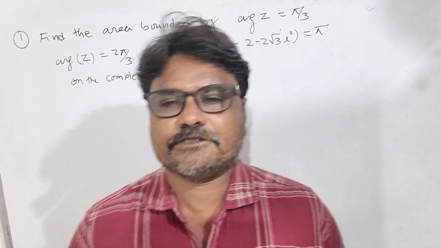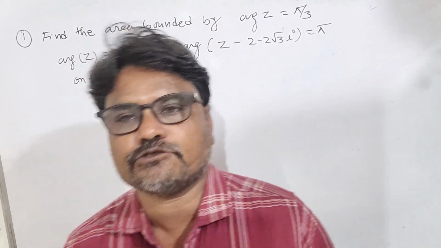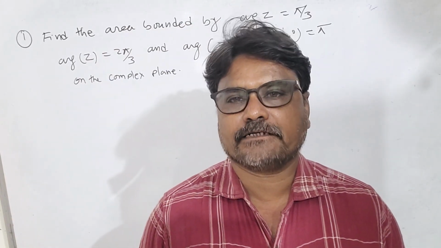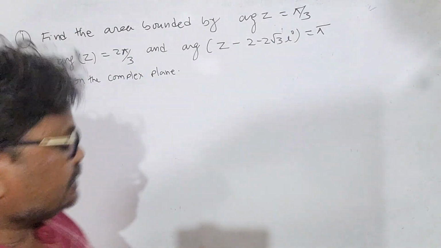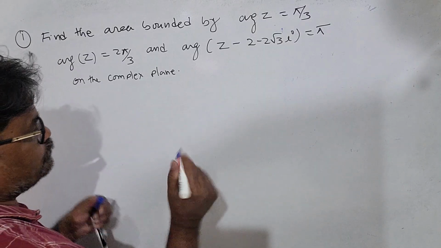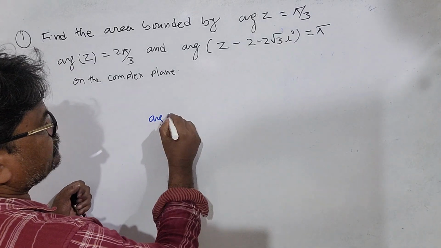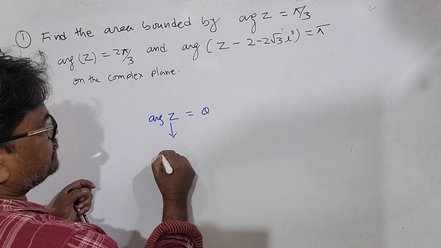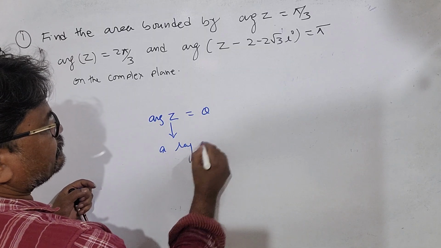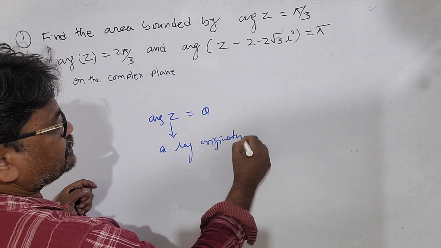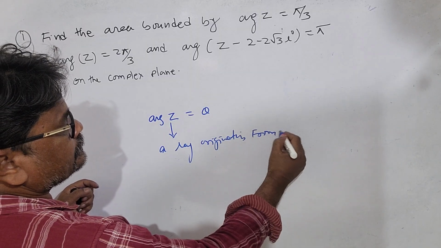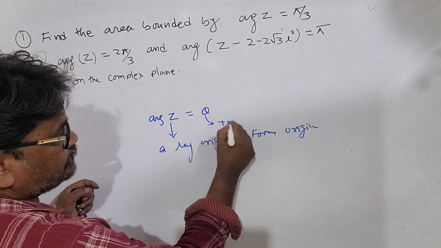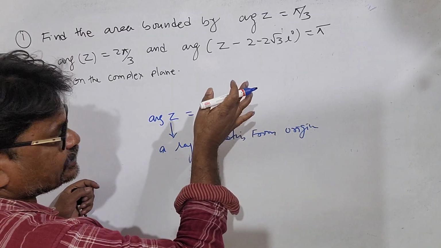Hello everyone, in this video we will solve two more problems on geometry of complex numbers, based on the argument of a complex number. We have seen the two loci regarding the argument of a complex number. The argument of z is theta, that means it represents a ray originating from the origin, correct? And making angle theta with the positive direction of x-axis, measured anti-clockwise.